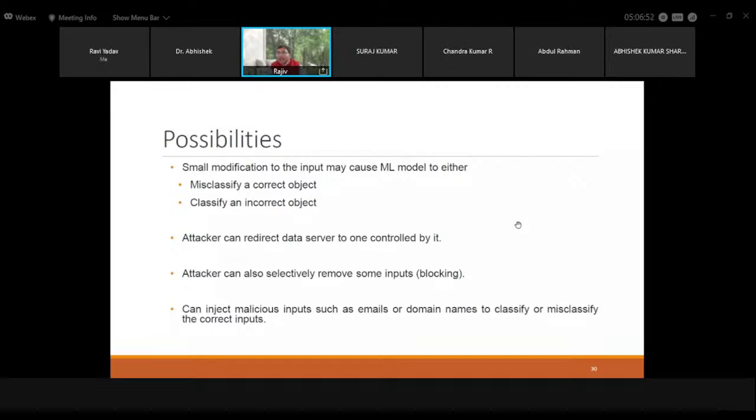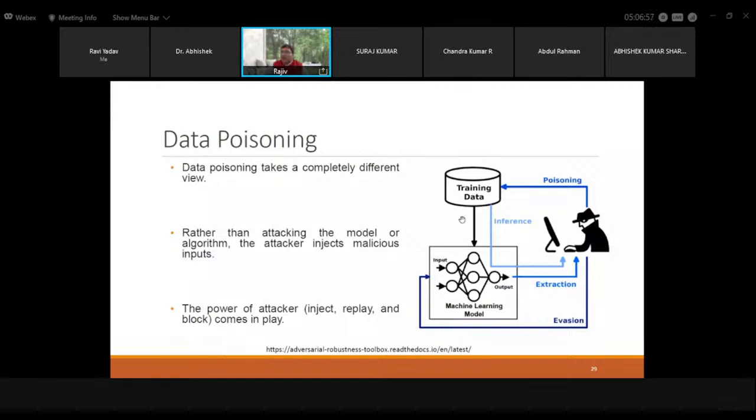Let's say this is the training data. Rather than allowing this algorithm to get its training data from here, the attacker can set up its own server and then start sending the data to the algorithm from that server. So this is a classic example of a cyber attack on a machine learning algorithm. What we have done is called a simple redirection attack. In this redirection attack, the model or the machine will not recognize that it has been tricked into getting data from somewhere else.